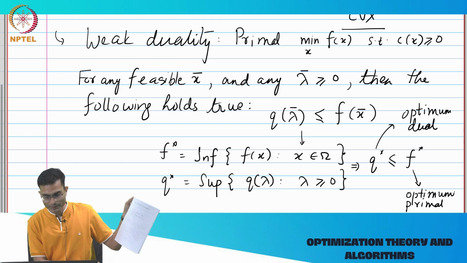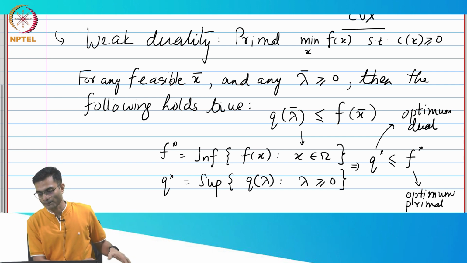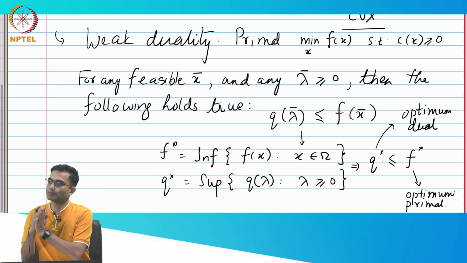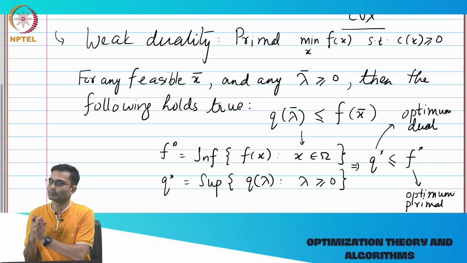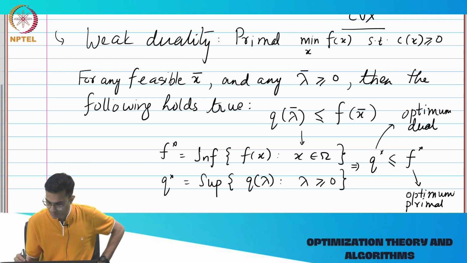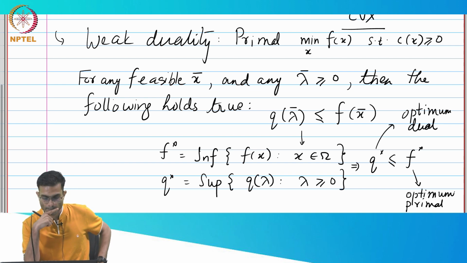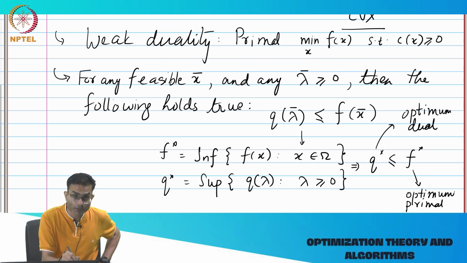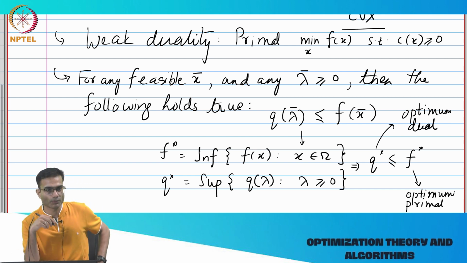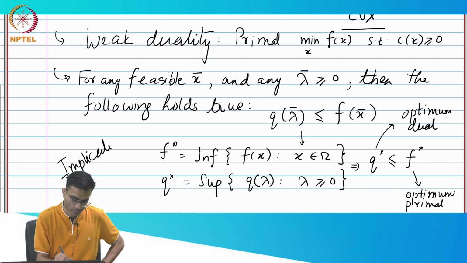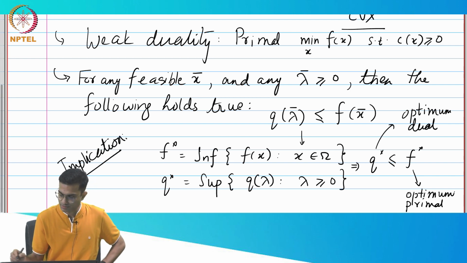So there is an inequality here: the optimum of the dual problem can at best reach the optimum of the primal problem. This is a very, very important result in duality. Why is this statement true? I'll prove it now. I thought I'd give you the implication first and then we'll get to the proof. So this is the implication. The proof is actually also very simple.